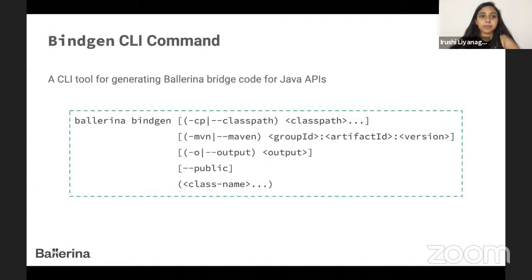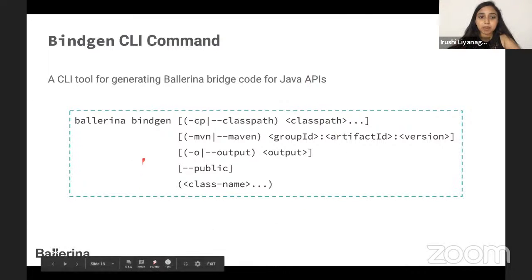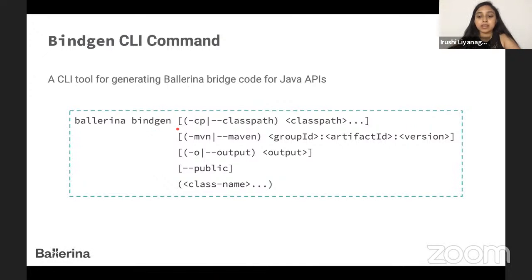Okay, so let's look at the Bindgen CLI command. It's basically a CLI tool for generating Ballerina bridge code for Java APIs. And this is the command. You can provide a class path containing the Java libraries, or you can provide multiple class paths, or you can provide a Maven dependency. So you can provide the group ID, artifact ID, and the version. And then you can provide all these options. And then you can provide an output path.